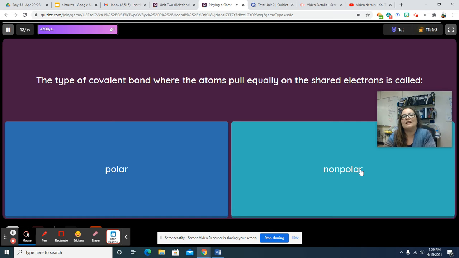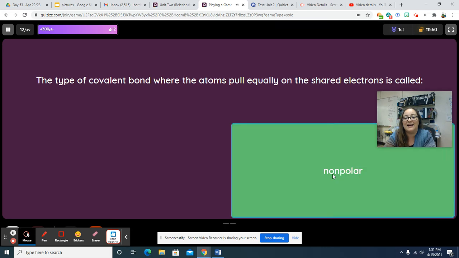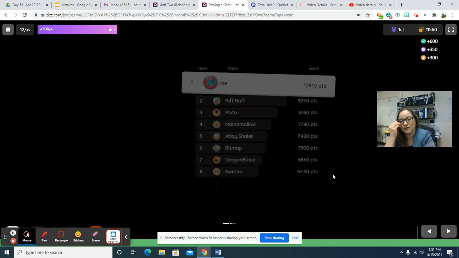The type of covalent bond where the atoms pull equally on the shared electrons. So this is like the juniors versus the seniors on the tug of war, and you can't really easily tell. It's non-polar. It doesn't have opposite charges.